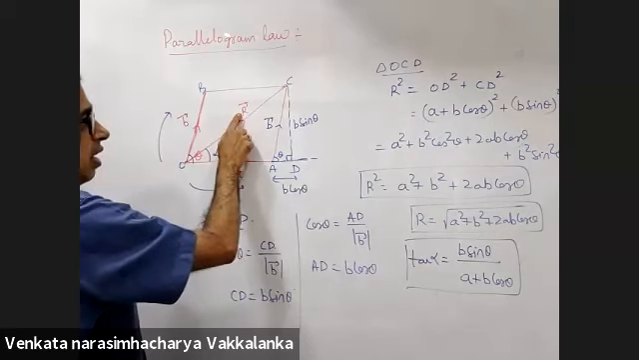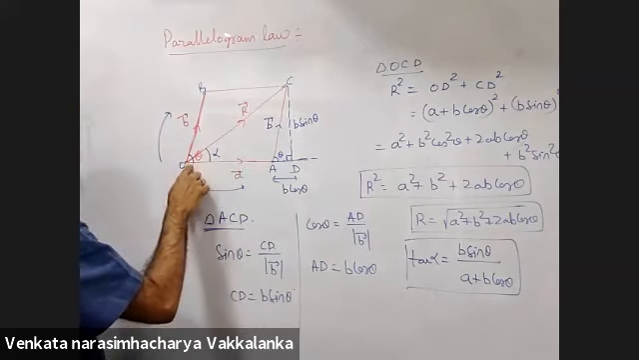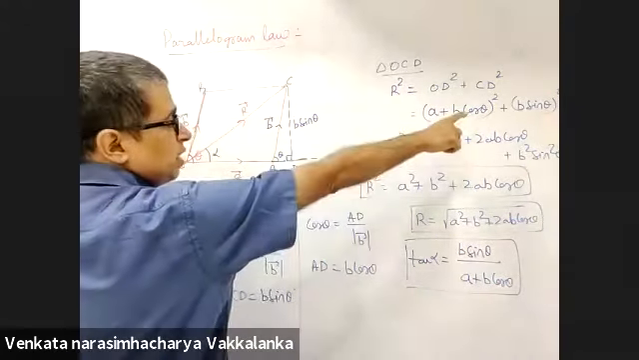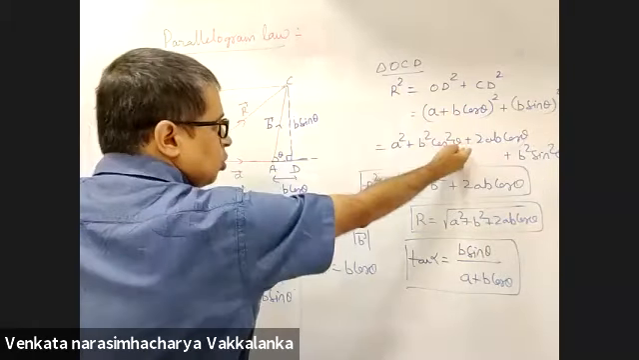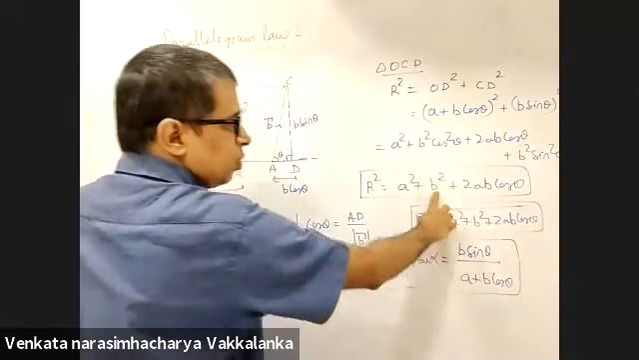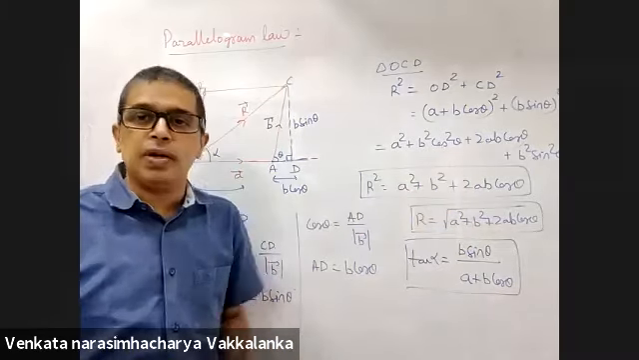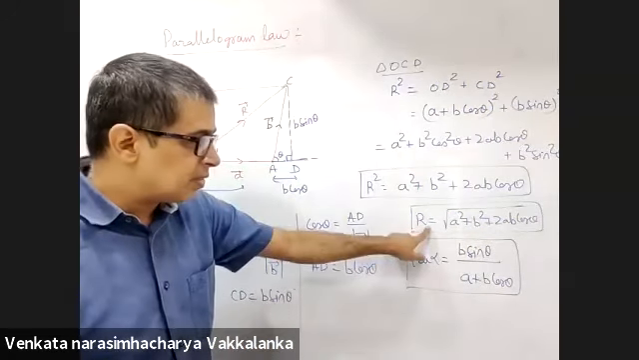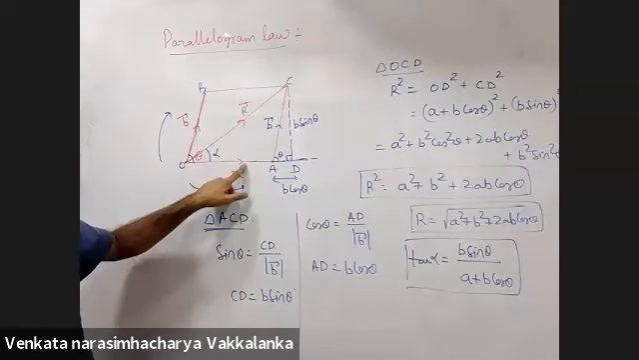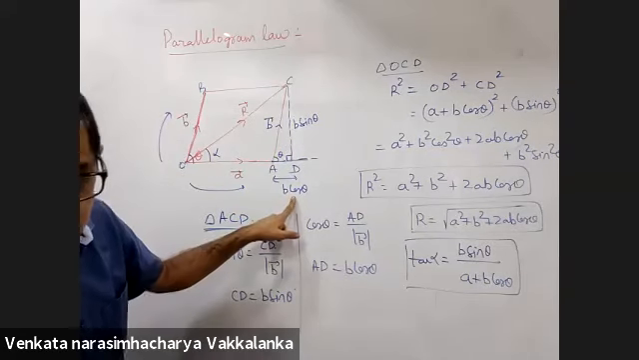How did you get this R? R square is perpendicular square plus base square: A plus B cos theta whole square plus B sin theta whole square. It is just opening up A plus B cos theta whole square and adding sin square theta plus cos square theta. You get R square is A square plus B square plus 2AB cos theta. Right? And then alpha is the angle between R and A. Tan alpha is B sin theta upon A plus B cos theta.